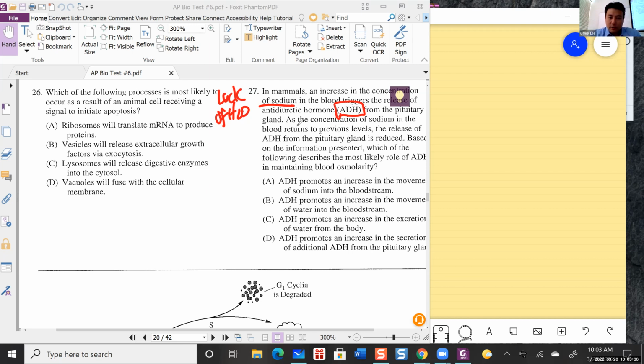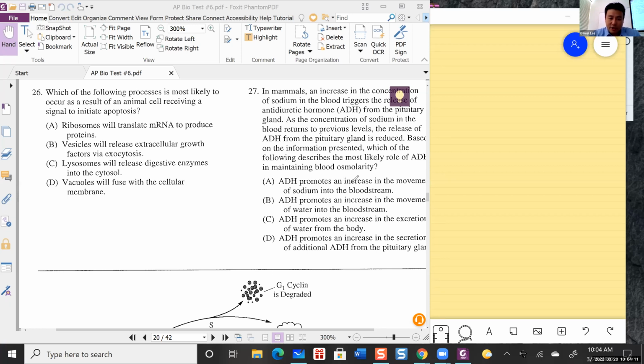So you don't need to know this because they will tell you. As the concentration of sodium returns to its regular level, ADH is reduced. Isn't this negative feedback? So with high sodium, you release ADH. And when the sodium level drops because it's being diluted by the water that you retained, the ADH level drops as well. So negative feedback. So what is the role of ADH in maintaining blood concentration? Osmolarity is a fancy way to say concentration.